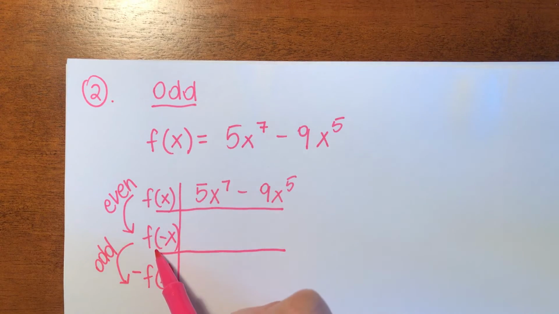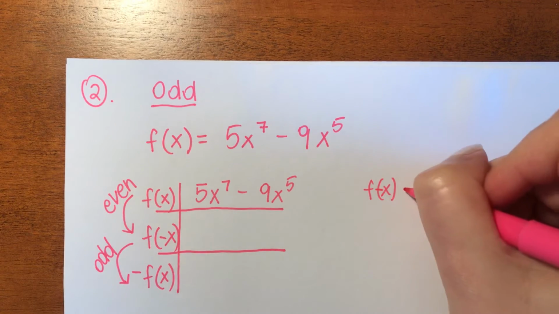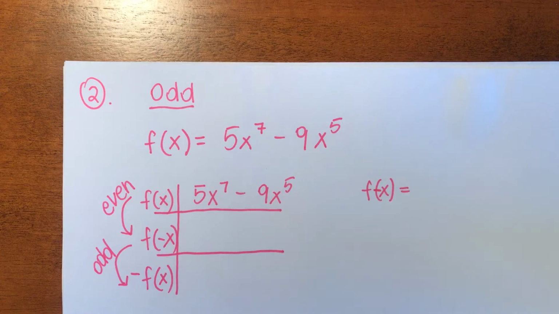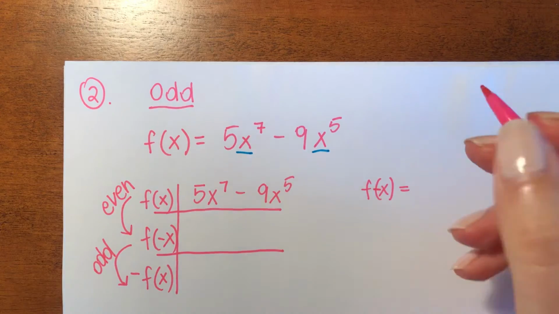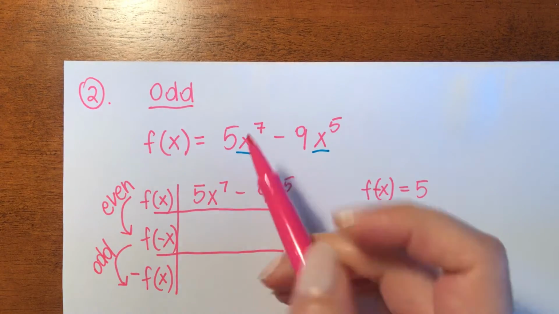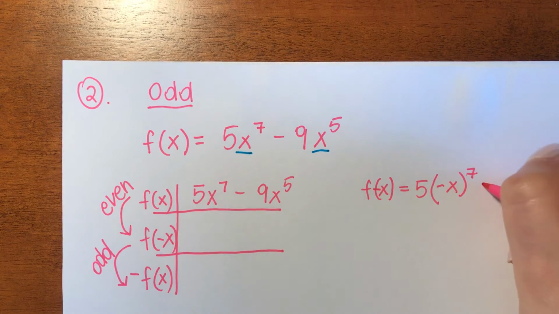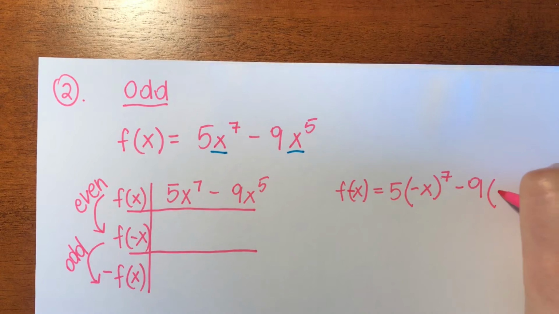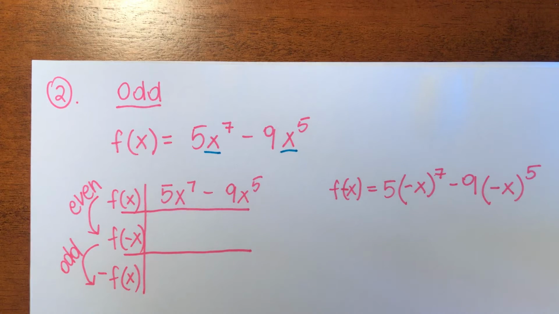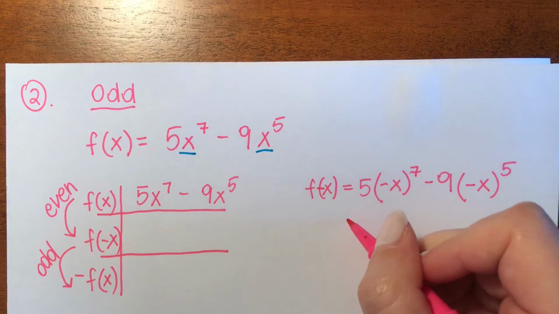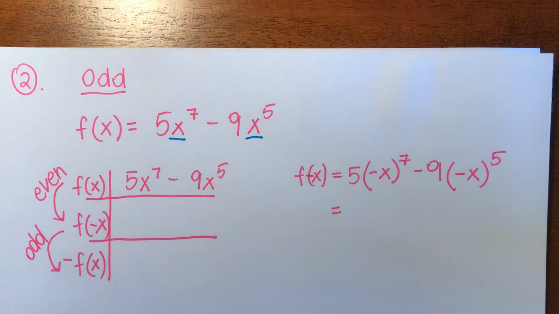All right, next we're looking at f of negative x. So f of negative x equals, I'm replacing every single x that you see with negative x. So 5, then parentheses negative x to the 7th power, minus 9, parentheses negative x to the 5th power. I'm not going to skip any steps here. I'm trying to do this step by step, pretty slow.